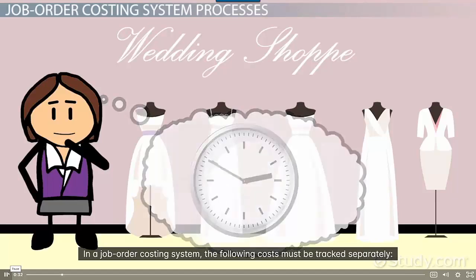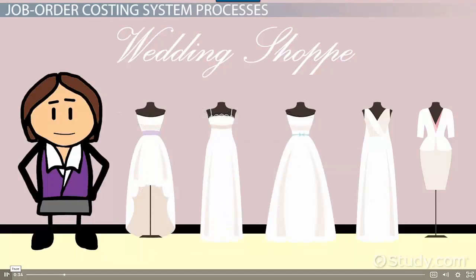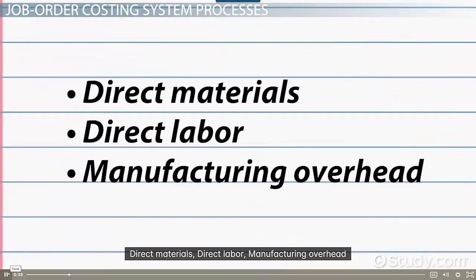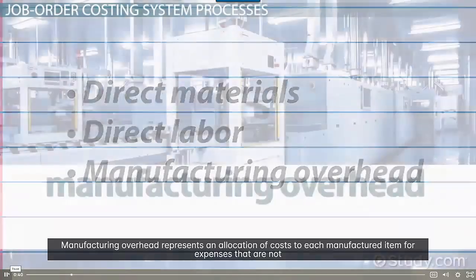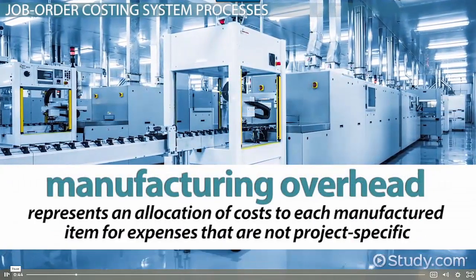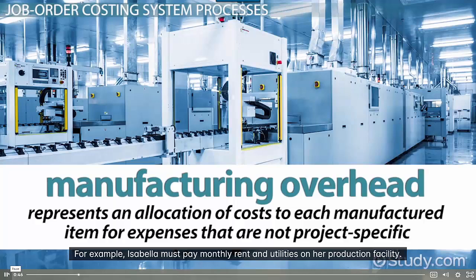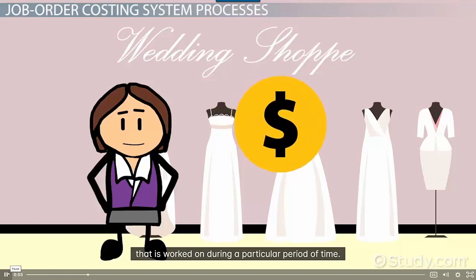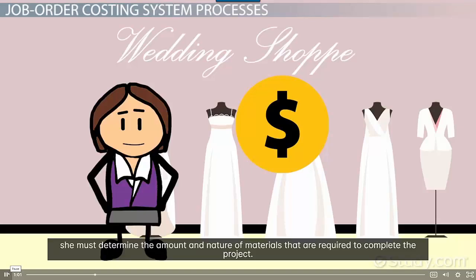In a job order costing system, the following costs must be tracked separately: direct materials, direct labor, manufacturing overhead. Manufacturing overhead represents an allocation of costs to each manufactured item for expenses that are not project-specific. For example, Isabella must pay monthly rent and utilities on her production facility. She allocates a portion of the total cost incurred for these items to each project that is worked on during a particular period of time.